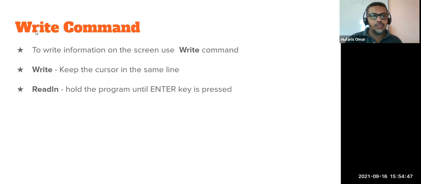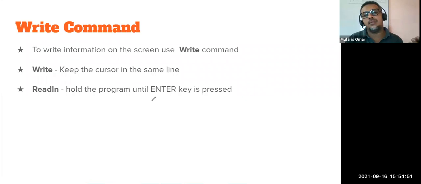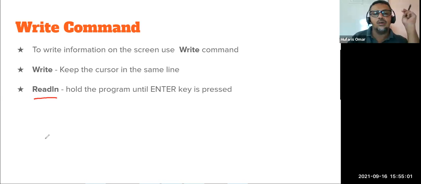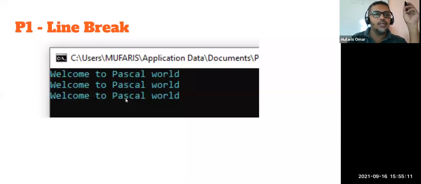So note this down now. That's what I explained to you. Basically we use a write command to display on the screen. The write command keeps the cursor in the same line. Then we use readln to hold the program, because otherwise you won't be able to see the output. We will move forward, then you will see the difference between write and writeln.